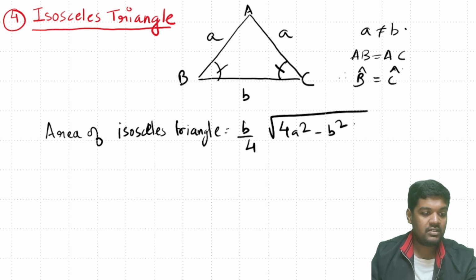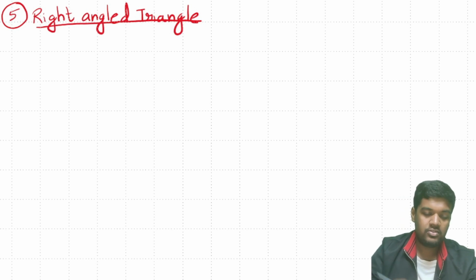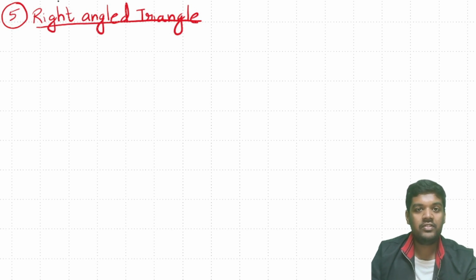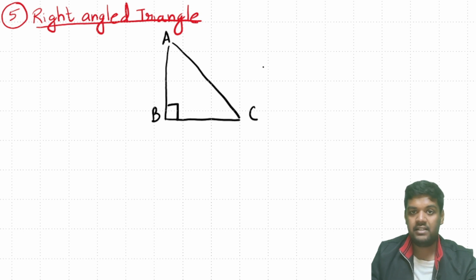Let's move on to the third type of triangle, which is the right angle triangle. Okay, so what is a right angle triangle? We know that one of the angles is 90 degrees, right? And the other two angles are acute angles. So let's say this is a right angle triangle, and let's call it A, B, C, where angle B is 90 degrees, right? So there is an important theorem called Pythagoras theorem.